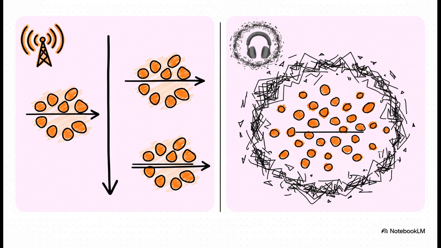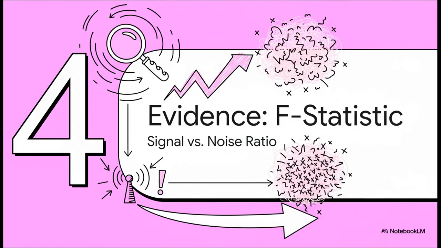But then there's the noise. This is just the natural, random variation of scores that happens within any single group. I mean, not every student using method 1 is going to get the exact same score, right? That variation is the background noise. So the million-dollar question is, how does our detective decide if that signal is strong enough to actually be heard over all that background noise?